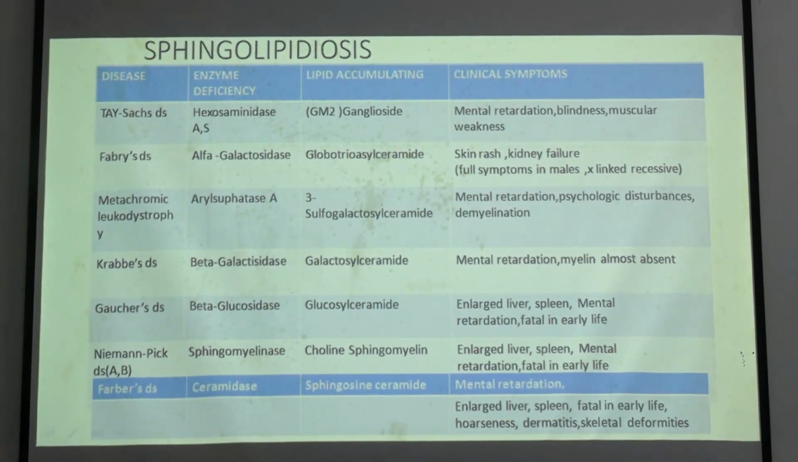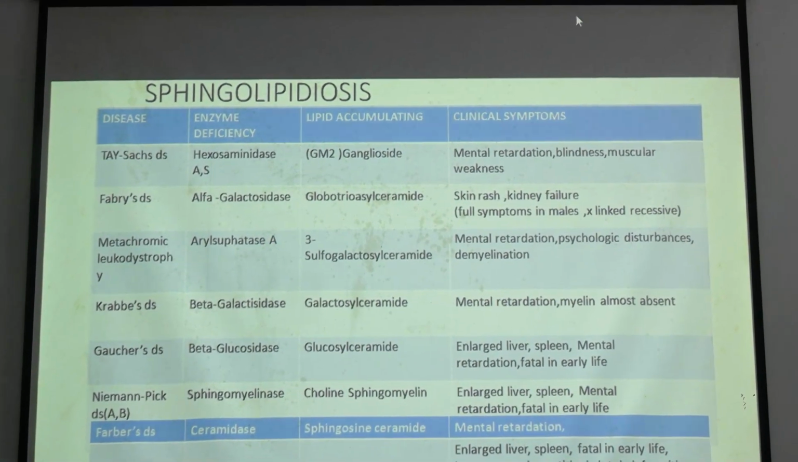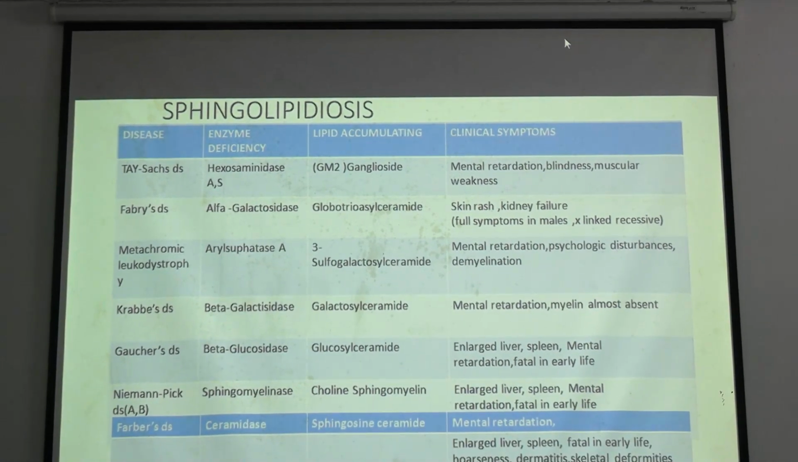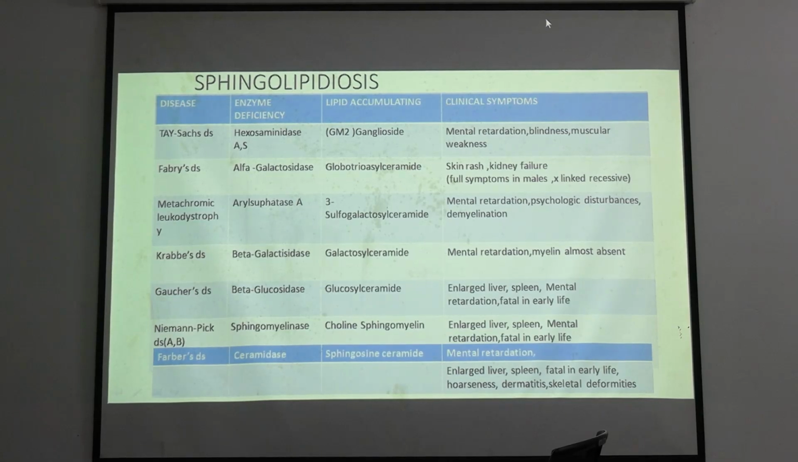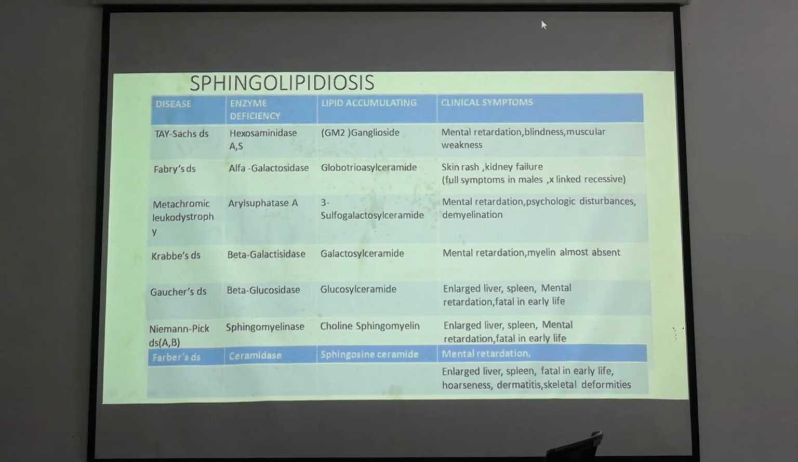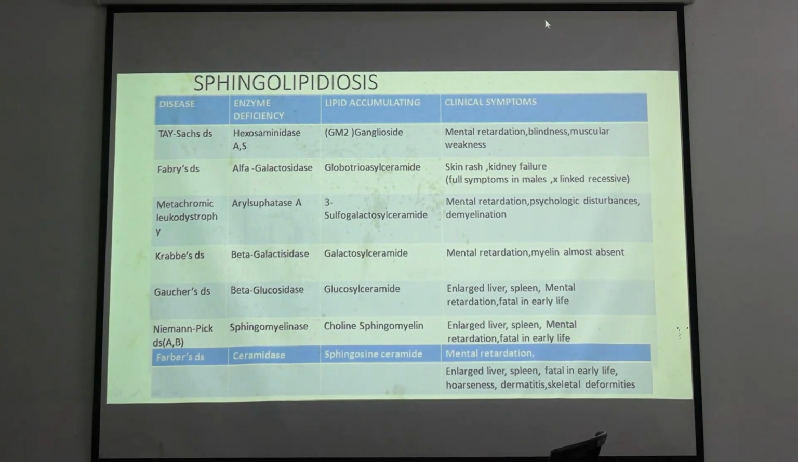Here, sphingolipidosis. Sphingolipid is a lipid containing sphingosine. The alcohol is sphingosine. Here different enzyme deficiencies are there, lipid will accumulate and there will be symptoms. So diseases are Tay-Sachs disease, Fabry's disease, metachromatic leukodystrophy, Krabbe's disease, Gaucher disease, Niemann-Pick disease and Farber disease.